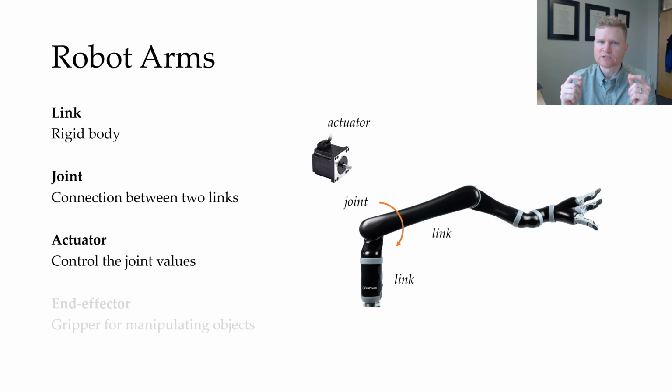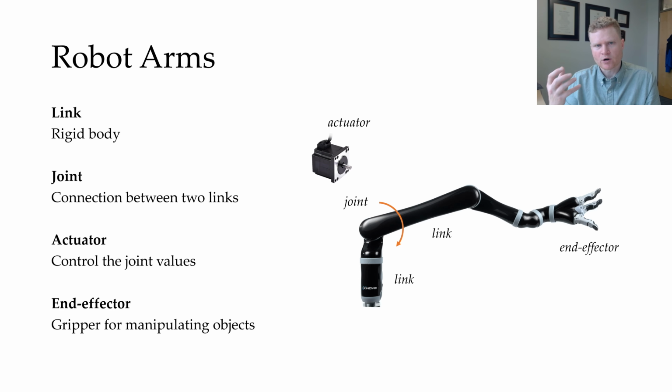To do that, we need to use something called an actuator. And an actuator could be as simple as a DC motor, or as complicated as a pneumatic system, but an actuator is powering our joints and it's causing these links to move with respect to one another. We can have multiple actuators along our robot arm, connected maybe at each of the different joints to cause this whole arm to move.